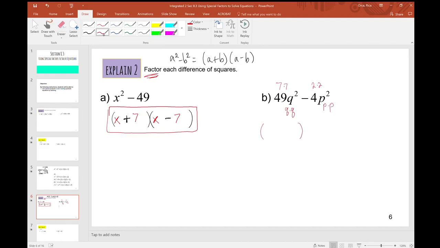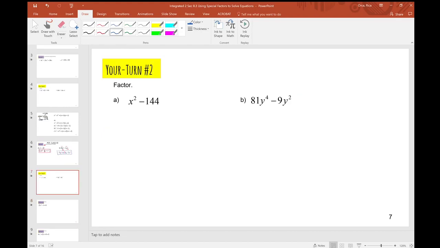Now class, let's write out the factors. Remember, they're going to look identical, but one's positive and the other one's negative. So the factors of 49, and we've discussed this, it's 7 times 7. What makes q squared? q times q. 7q times 7q is 49q squared. What makes negative 4p squared? It's going to be 2p and negative 2p. So the factors are 7q plus 2p times 7q minus 2p. Let's look at some more.